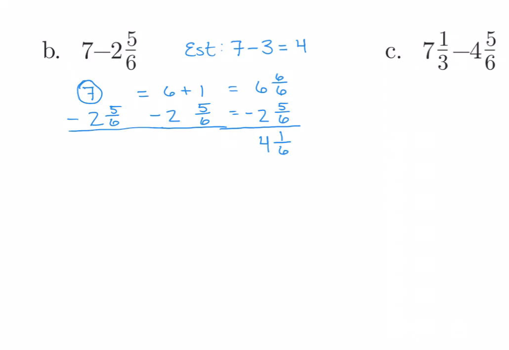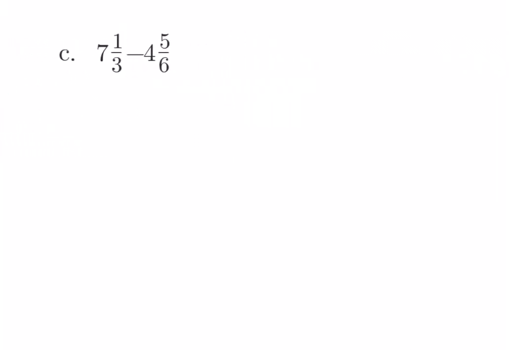Let's try one more just to make sure that we have it. Let's look at example C. So starting with our estimate, 1/3 is smaller than 1/2, so we're going to round down. We're going to make it a 7, and we drop our fraction. 5/6 is bigger than 1/2, so we're going to round up to 5 and drop our fraction. Subtract, we get 2.